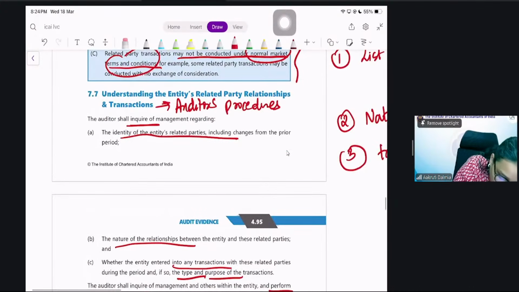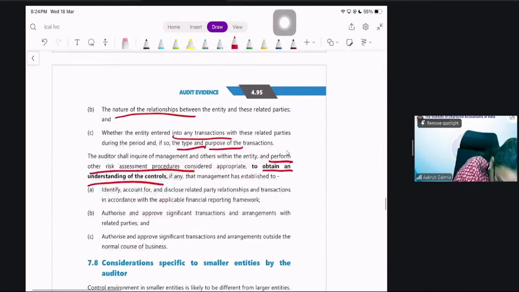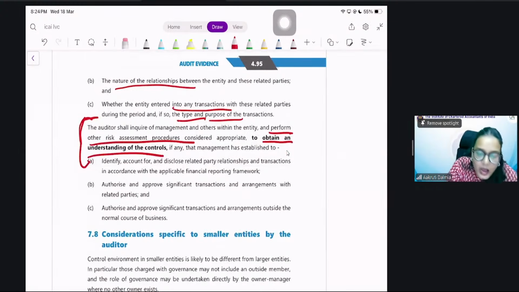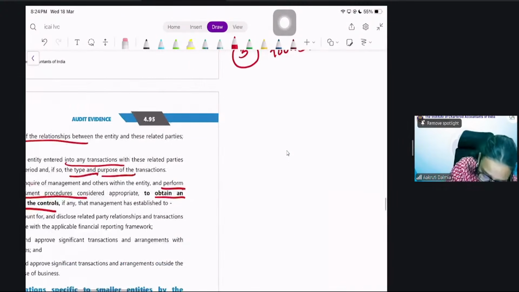Here I am doing inquiry. Here what am I doing? I am trying to understand controls, which means what are your control systems? So let's say I am the auditor of Green Clean, again we'll take.